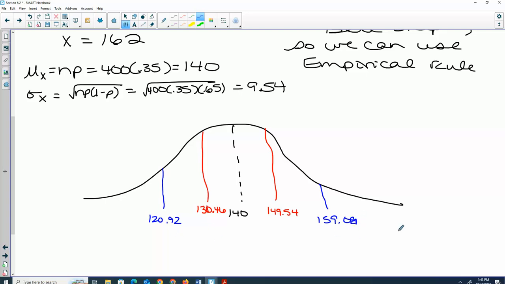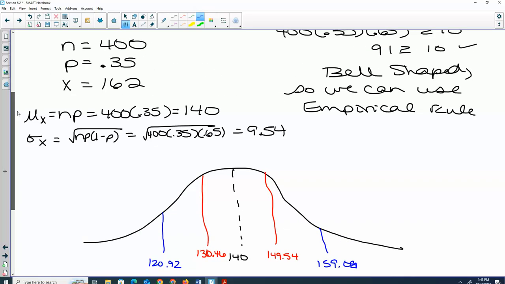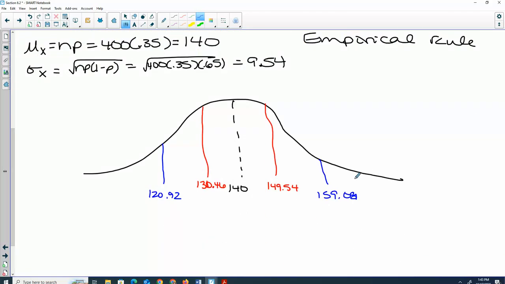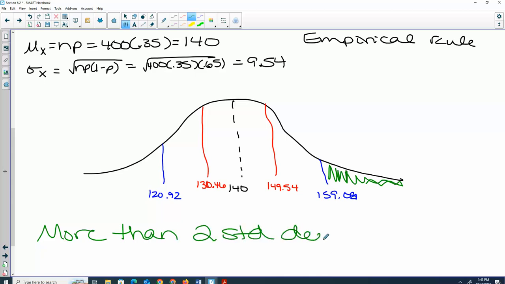So anything between those numbers would be normal. We have a 95% chance of being somewhere between them. What did we get for ours? Let's see. 162. Would that be unusual? Yes. 162 is out here. That's in this tail, and we know there's only a 2.5% chance of being in that tail. So it's more than 2 standard deviations.